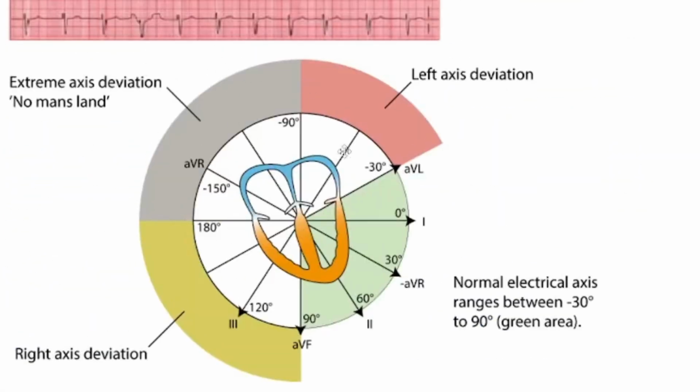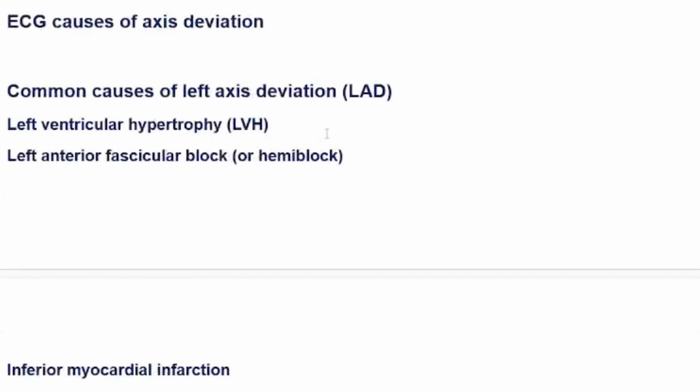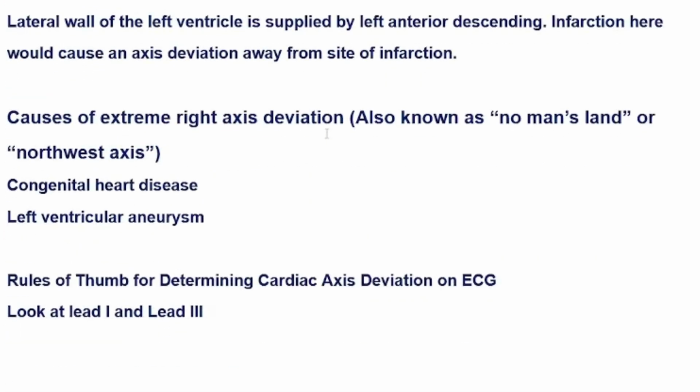Here, completely against all normal electrical axis, which would be minus 30 to 90 degrees, between aVL and aVF, and here from 180 to minus 90 we have extreme axis deviation, or no man's land. As we said, the common causes are congenital heart disease and left ventricular aneurysm.